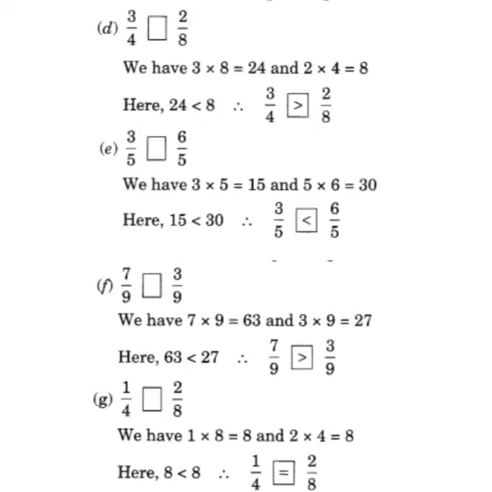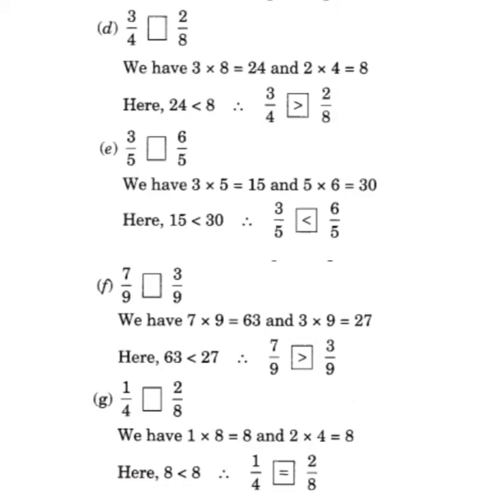Now the next one is 3 by 4 and 2 by 8. Now after cross multiplication of 3 multiplied by 8 we get 24 and 2 multiplied by 4 we get 8. So children, here which one is greater? Yes, 24 is greater. So which fraction is greater? 3 by 4 is greater. So 3 by 4 is greater than 2 by 8. Children, here is a mistake that we have made in the arrow; 24 is greater than 8. So please make the change.